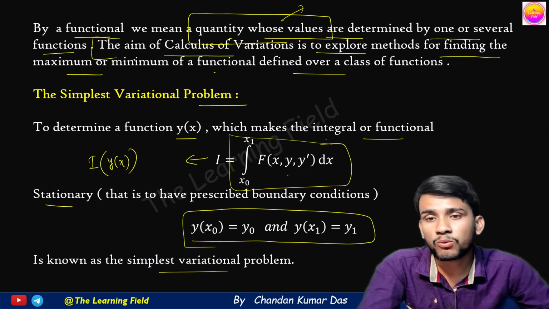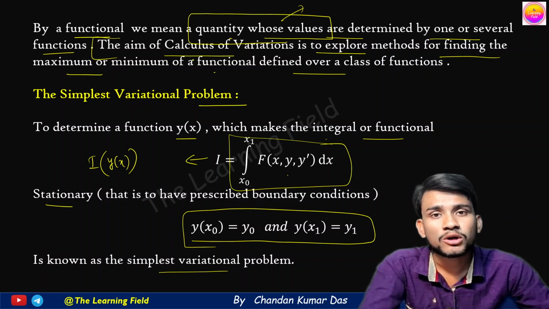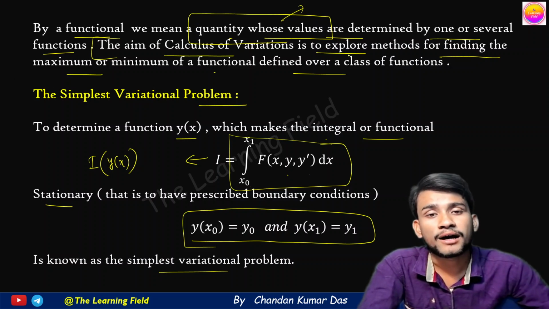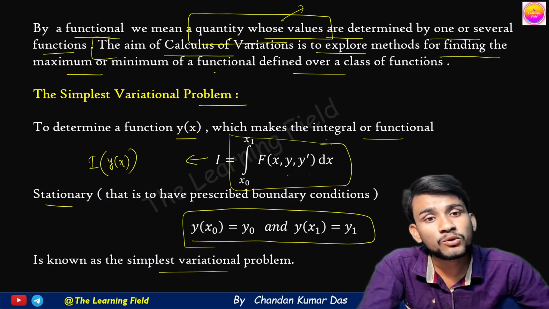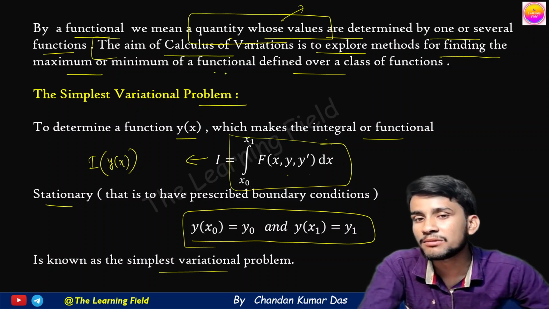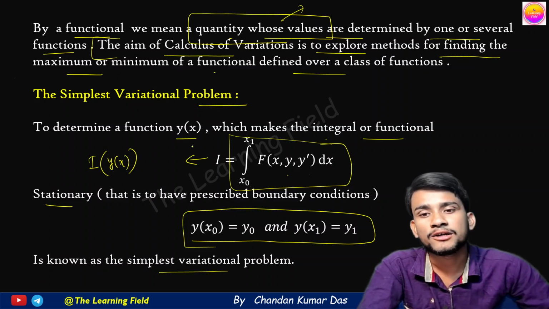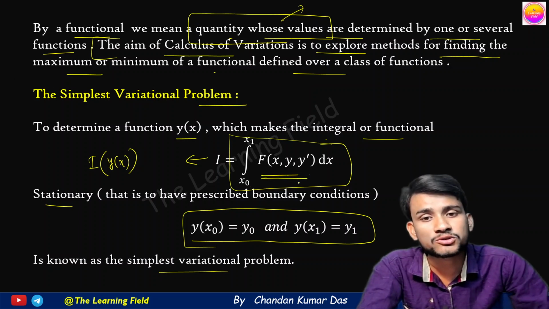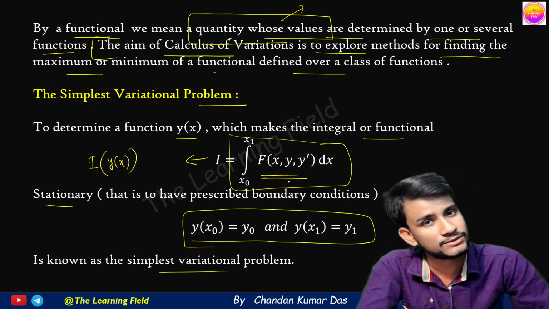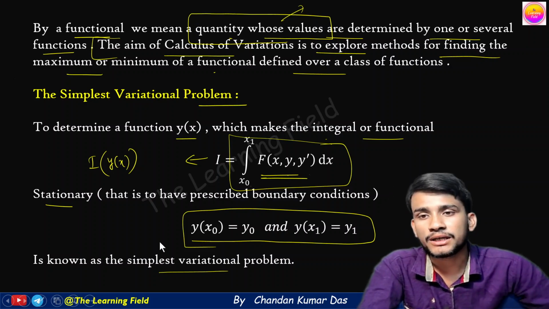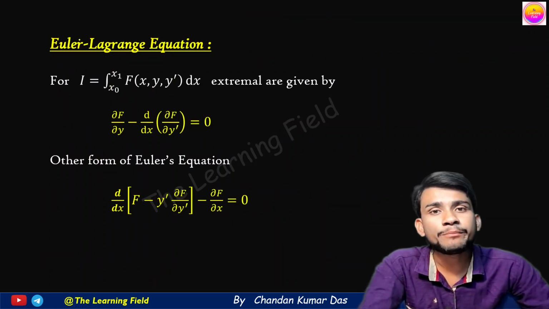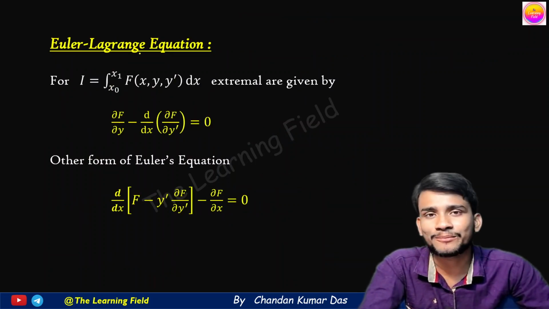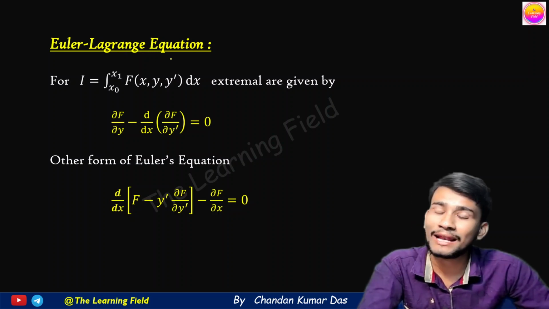So what is our aim, or why do we read the calculus of variation? Calculus of variation is mainly to explore the methods for finding the maximum and minimum value of the functional. So this is the functional, and we have to find the methods to maximize or minimize it. The main important thing we need to read the calculus of variation is the Euler-Lagrange equation.